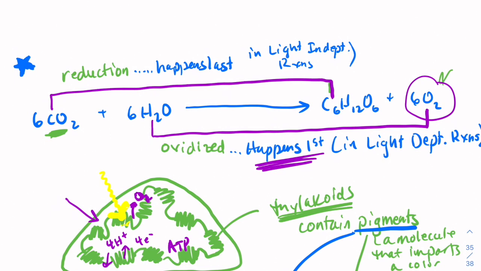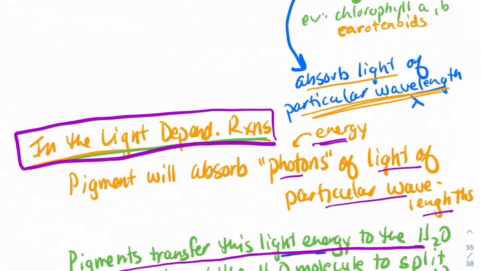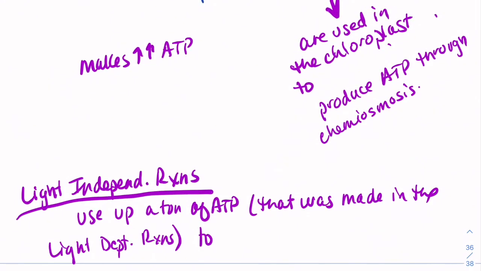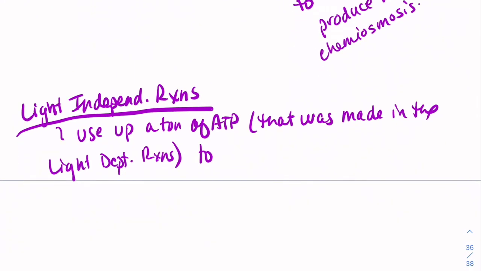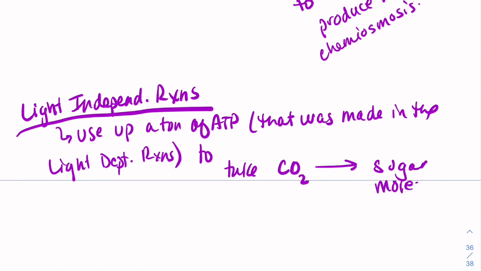Only, how do you make CO2 into C6H12O6? Don't you need some H's? The H's come from here. Okay? After those hydrogens basically do their little chemiosmosis thing, they join with CO2 to form sugar molecules. So let's write this down. The light-independent reactions use up a ton of ATP that was made in the light-dependent reactions to take CO2 and build sugar molecules.